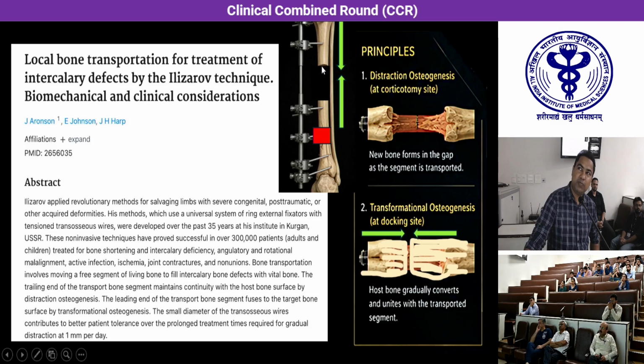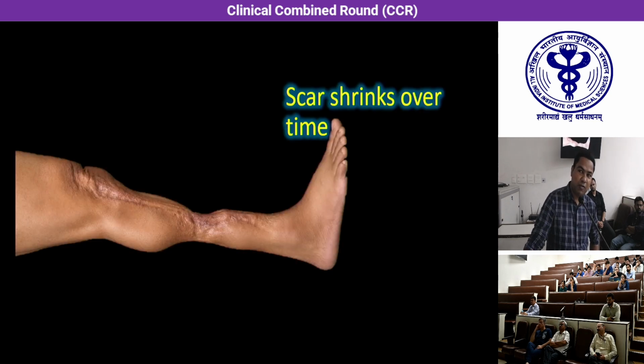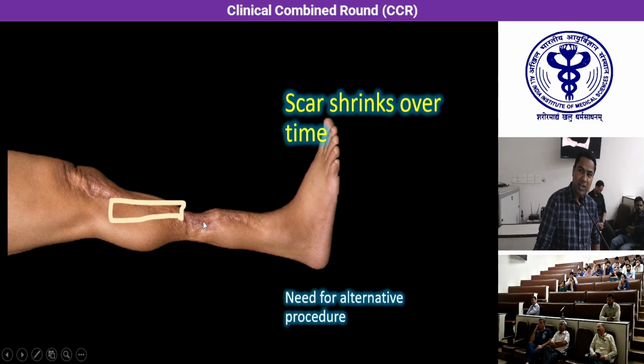In the proximal part, there is new bone formation, which is known as distraction osteogenesis, while at the site where this segment is transported, when it comes in contact, it forms new bone, which is known as transformational osteogenesis. By that, we have bone on both sides. But the issue with such injured limbs is whether such a procedure is feasible in these cases or not. In such cases, often with time, the scar tissue shrinks. And when we transport the bone, ultimately the bone is going to be extruded from this part.